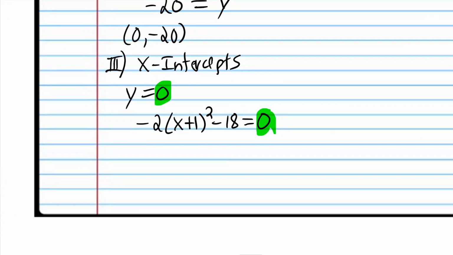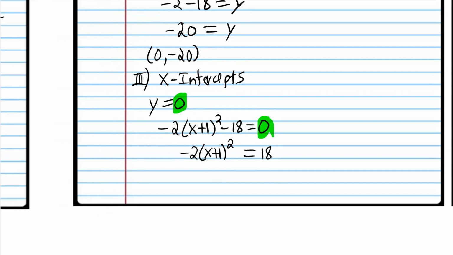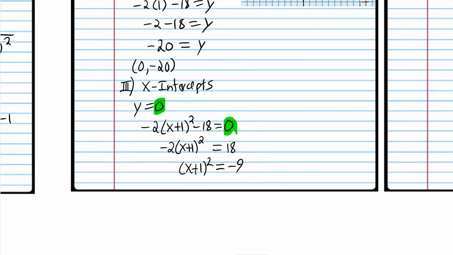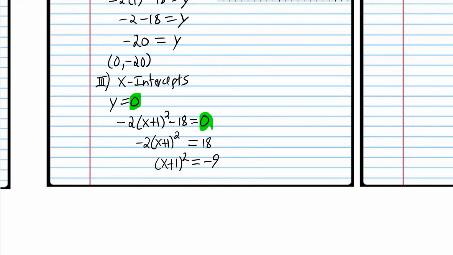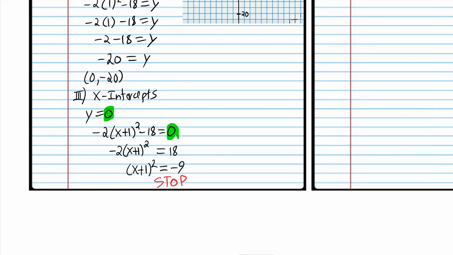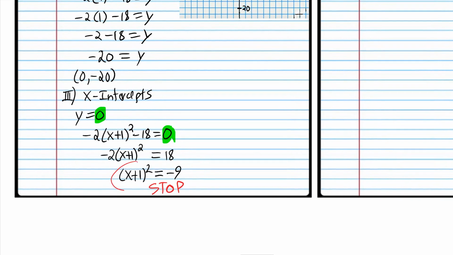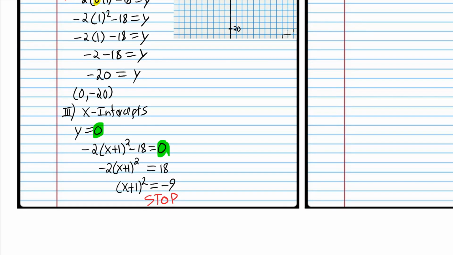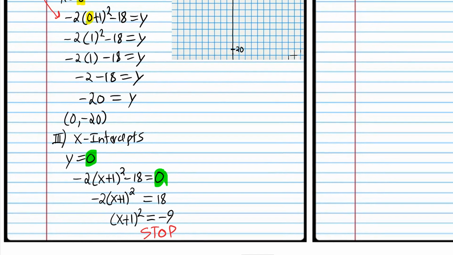So now we just have an equation with a square. I'm going to put the 18 on the other side. And then I'm going to divide both sides by -2. And you get -9. So at this point, you don't really have to continue. You can stop right there, because you know that there are not going to be any x-intercepts, because you can't square a number and get a negative. So that means that the solutions are going to be complex solutions. And that just means, again, there's no x-intercept.